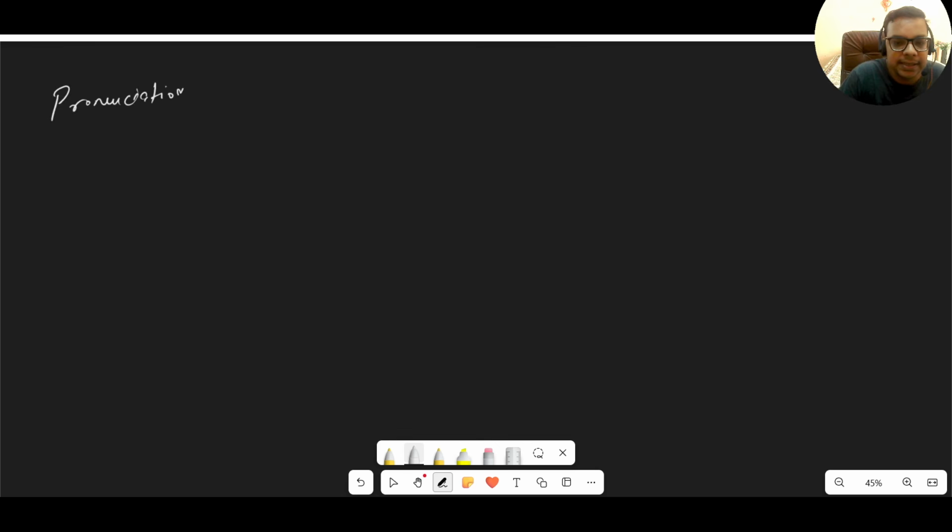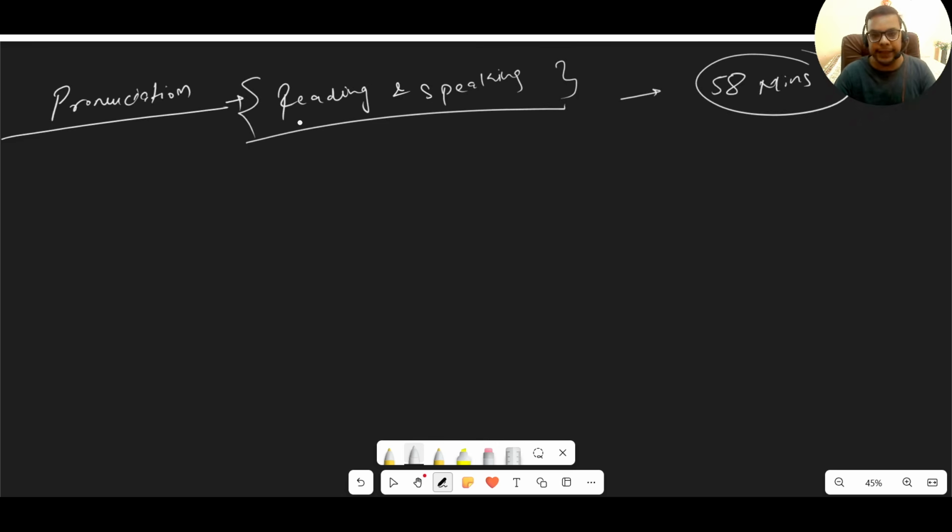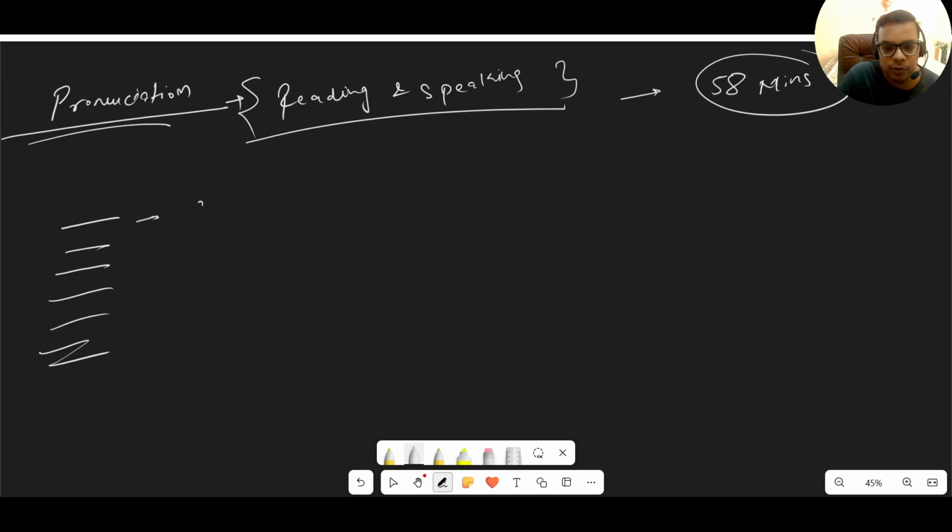Basically, pronunciation is reading and speaking. Now, what about this section? The timer for the whole test will be around 58 minutes, in which the first section will be reading and speaking, which is called pronunciation. Simple sentences will be displayed on your screen. After seeing the sentences, you just need to speak aloud.